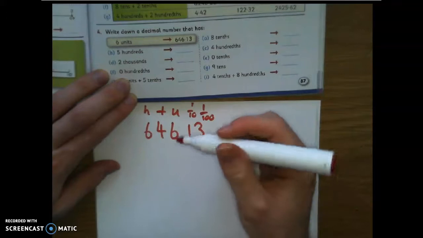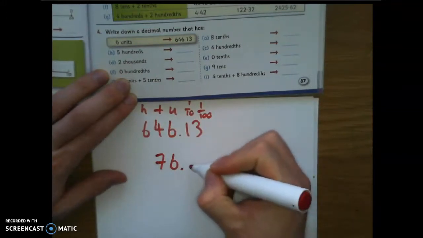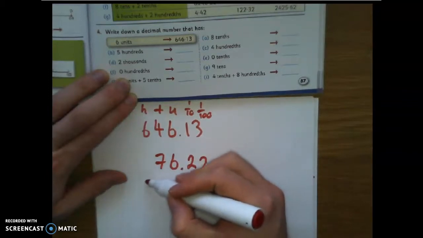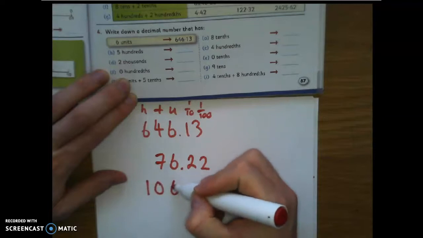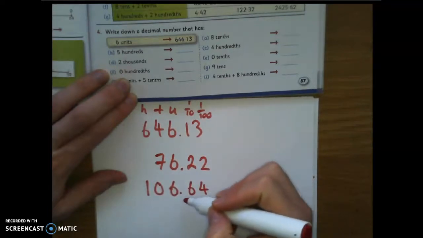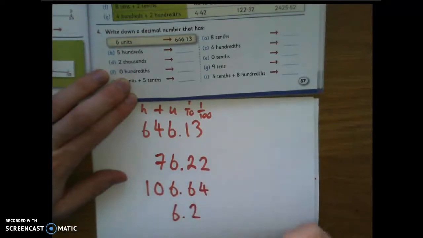And I just completely made up the rest of it. Okay? You could do 76.22 if you want. That would actually be correct too, because it's got 6 units. You could do 106.64, anything at all. Okay, you could even just do 6.2. 6 units is what it was asking for.